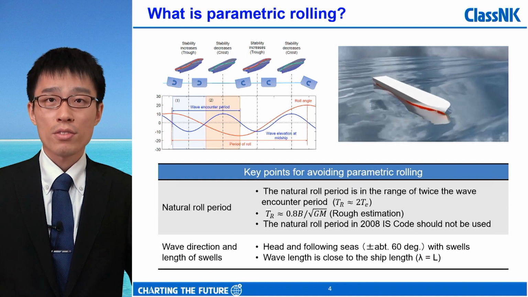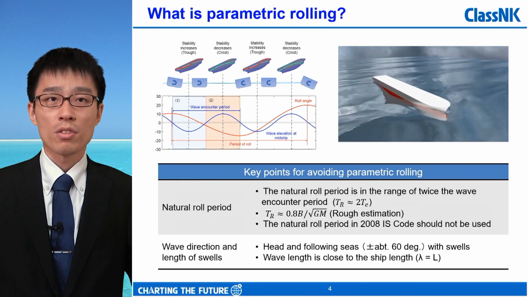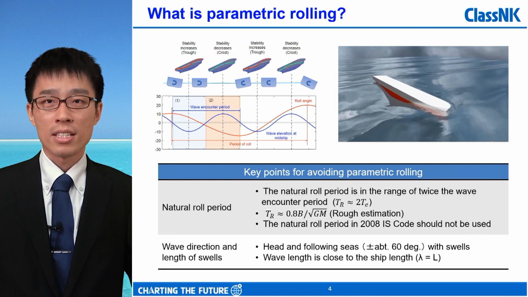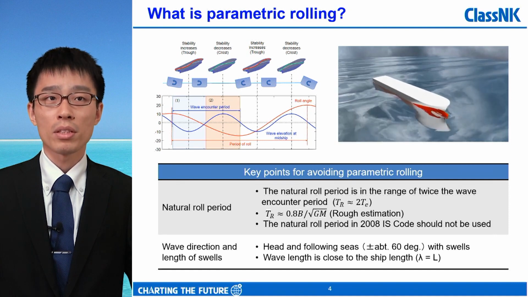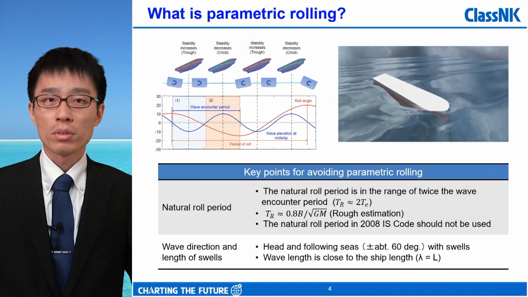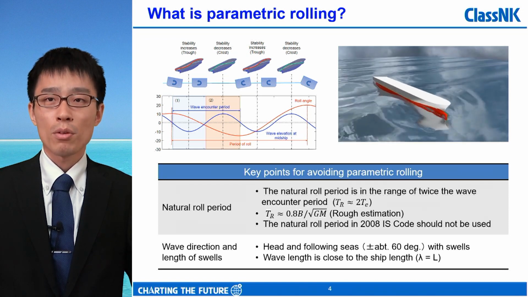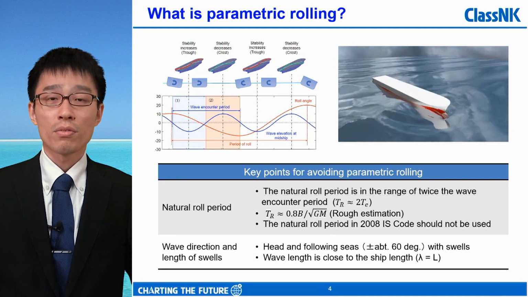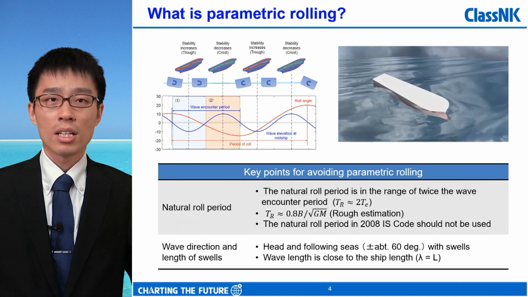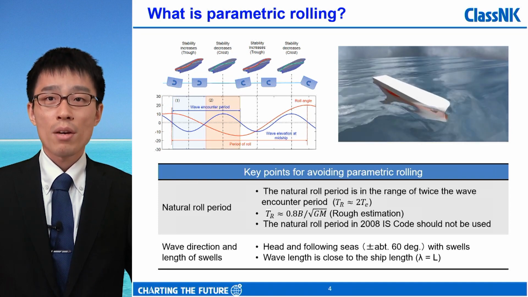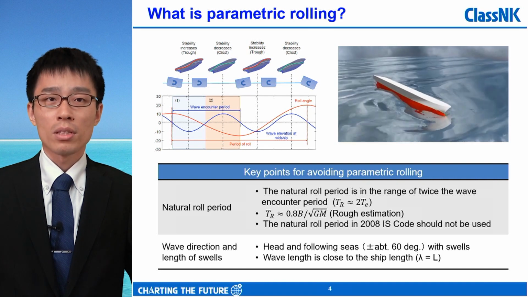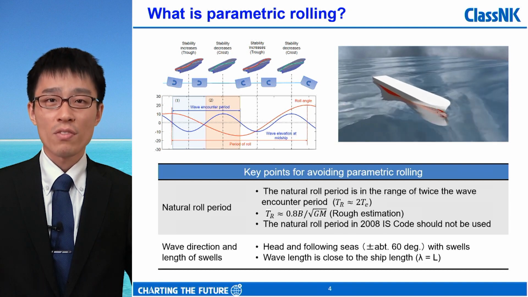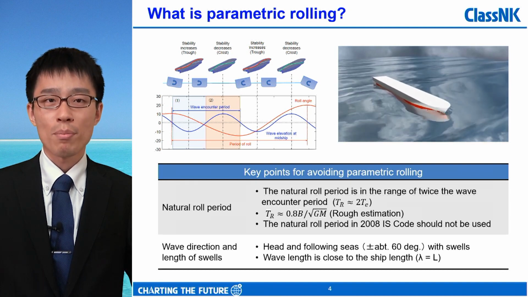First, this slide shows a basic mechanism explanation on what is parametric rolling. This animation makes it easy to make sense of the phenomena of parametric rolling. Simply put, parametric rolling is a resonance phenomenon caused by periodic changes in the stability of a ship in a head sea, a following sea, or quartering sea. In the worst case scenario, heavy rolling, like over 20 or 25 degrees, can suddenly appear in just a couple of periods, and it is difficult to take any action once it happens.